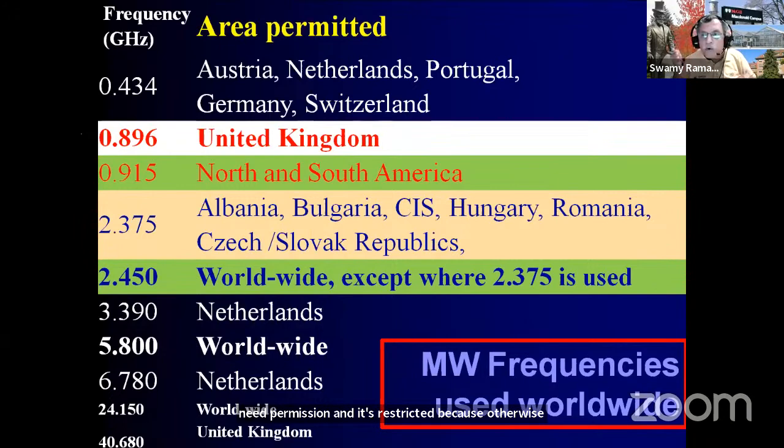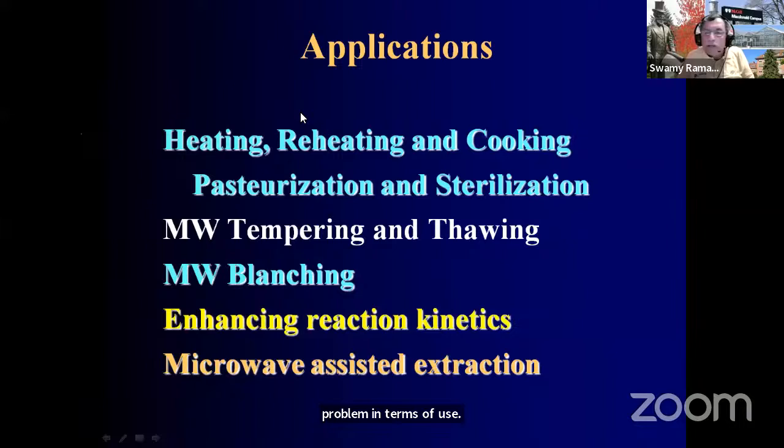There are many applications for microwave heating. Anything that you need to heat, you can use microwave for. You can do microwave cooking, microwave pasteurization, microwave sterilization, microwave thawing, and microwave blanching. You can even carry out reactions inside a microwave oven.